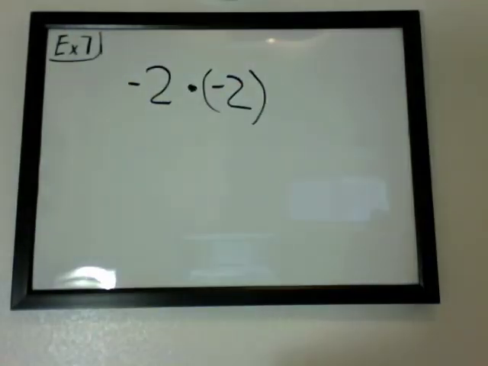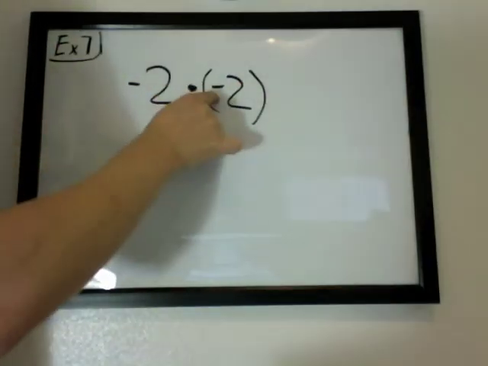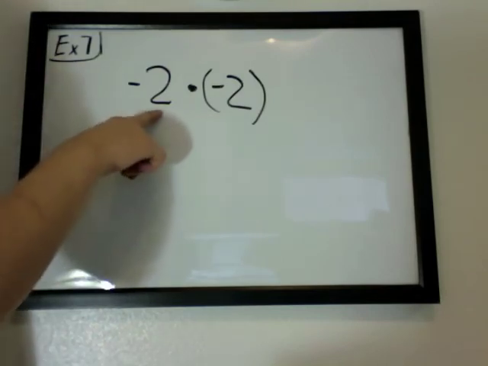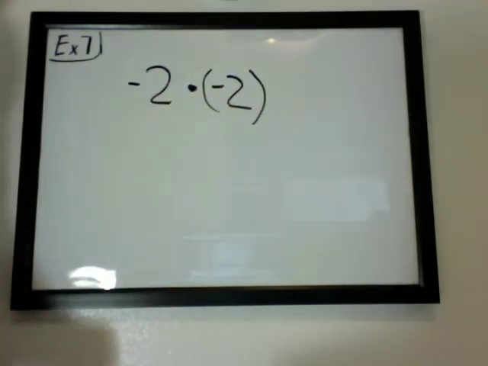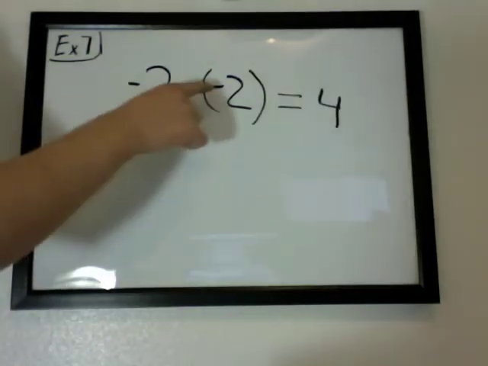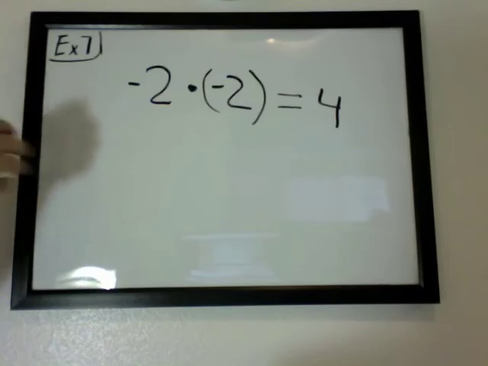So what would be the answer for this? These 2 negative numbers would become positive in your answer. So you just take negative 2 times negative 2, which is equal to 4. So 2 of the same kind, so negative and negative are the same kind, you're going to get something positive.